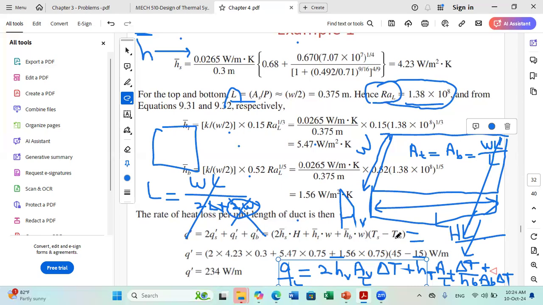It's T surface minus T infinity, plus 2 times H bar vertical surface times the height, plus H bar top times W, plus H bar bottom times W. And now you have calculated all values of H bar. You replace them in your formula. You get the total heat loss per unit length. Okay? Clear? Question on this?